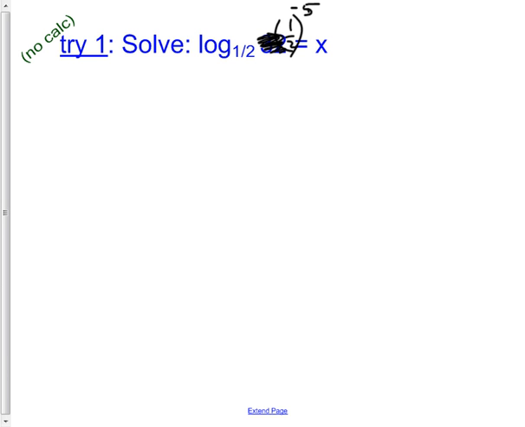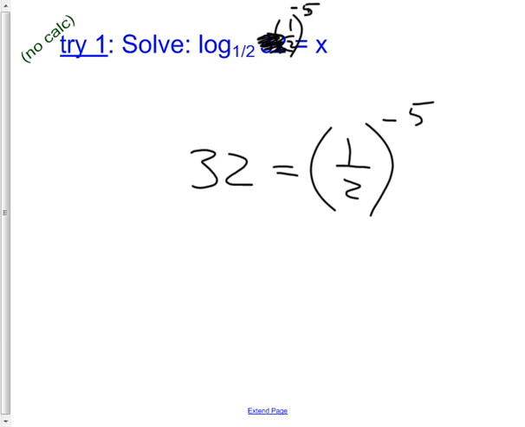So what just happened there? 32 got rewritten. 32 is the same as 1/2 to the negative 5th. Why? Because let's say I just took 1/2 to the 5th. Do you get that that would be 1 over 32? And then all I got to do is this to make it flip and make it regular 32. Okay.